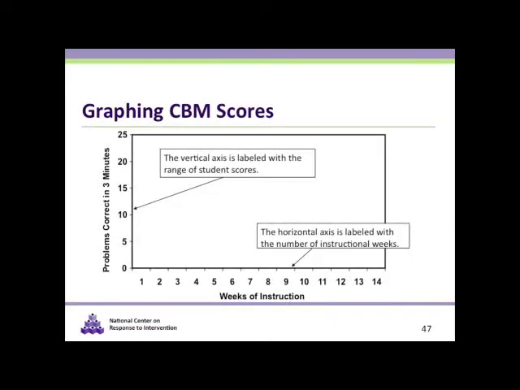Teachers should create a master CBM graph in which the vertical axis accommodates the range from 0 to the highest possible CBM score. On the horizontal axis, the number of weeks of instruction is listed. Once the teacher creates the master graph, it can be copied and used as a template for every student. An example is found in the appendix of the training manual.